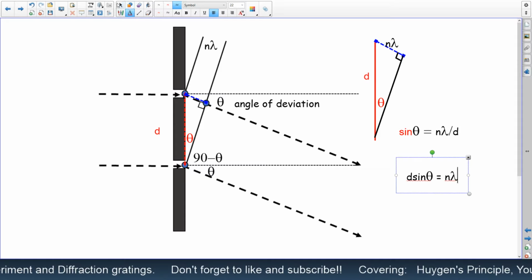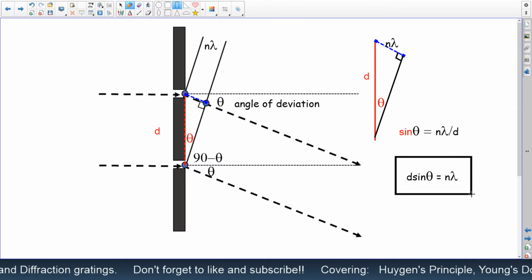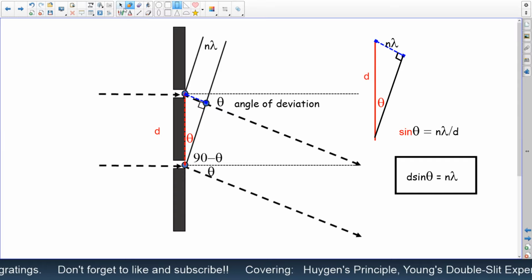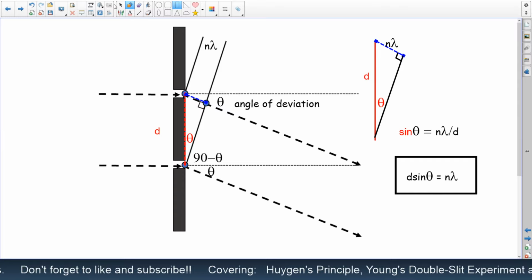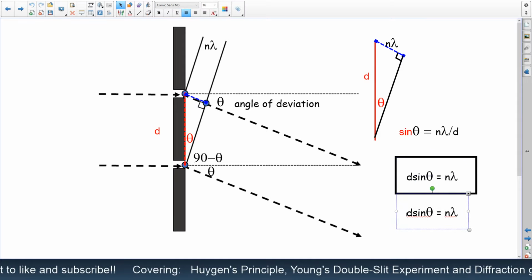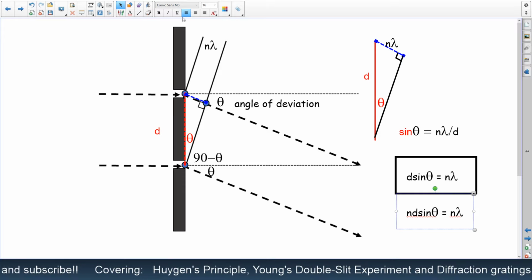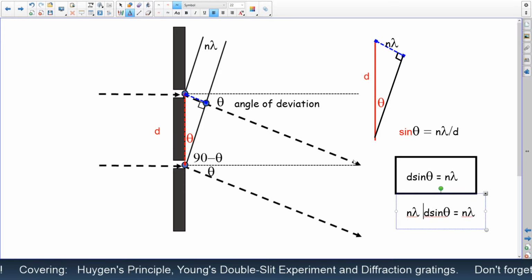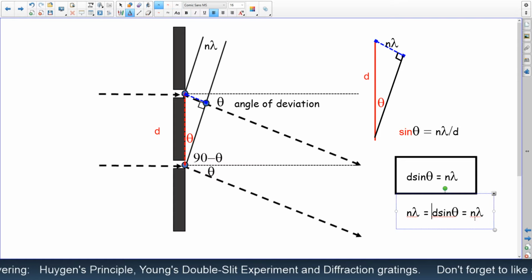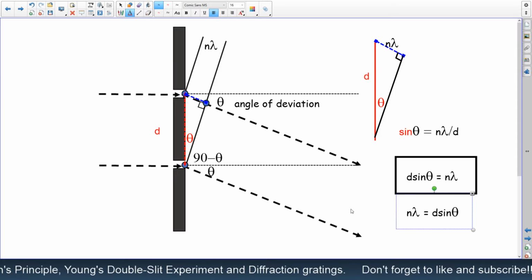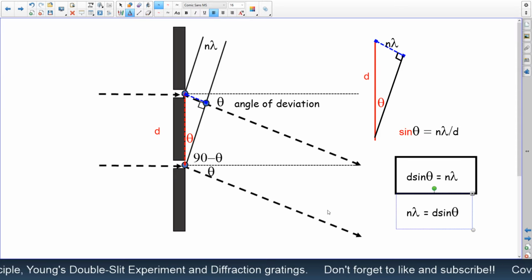Okay, and this is called the diffraction grating equation. That d sine theta equals n lambda, or probably more commonly the other way around, that n lambda is equal to d sine theta. Okay, so how do we go about getting these values?